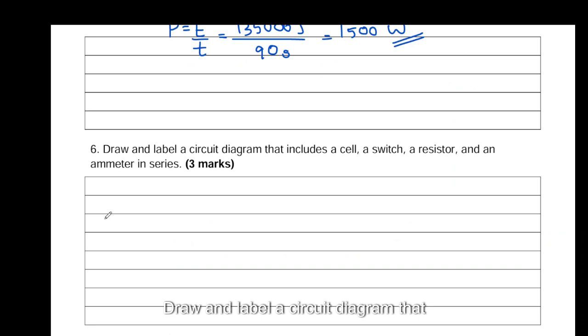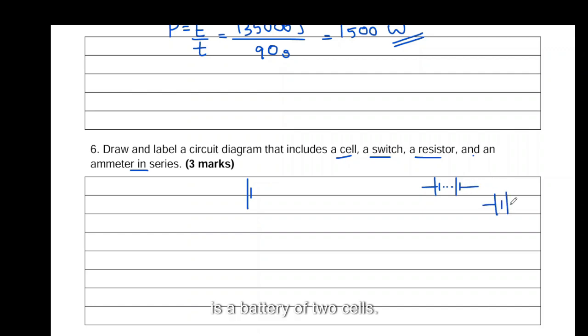Draw and label a circuit diagram that includes a cell, switch, resistor, and an ammeter in series. Okay, so here's a cell. Remember, this is a battery. This is a battery of 2 cells. This is a battery of 3 cells. But if the question just says a cell, I'm just going to draw a single unit. Okay, so that's the cell.